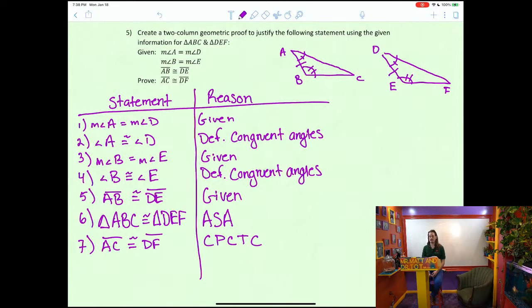angle. And if we know that these two triangles overall are congruent, then we can say that the two corresponding side lengths AC and DF are congruent because corresponding parts of congruent triangles are congruent. CPCTC.